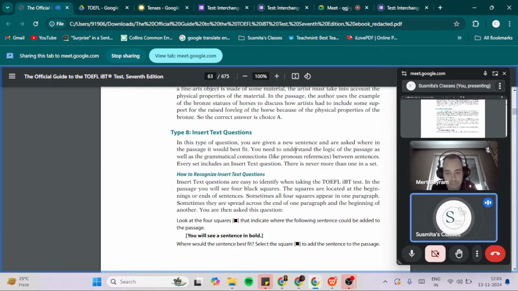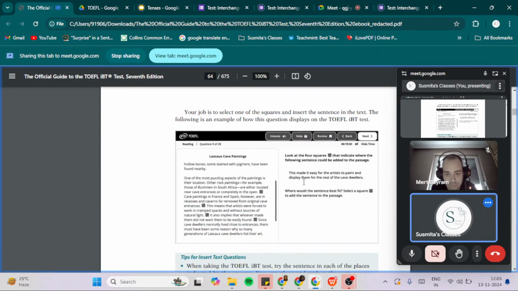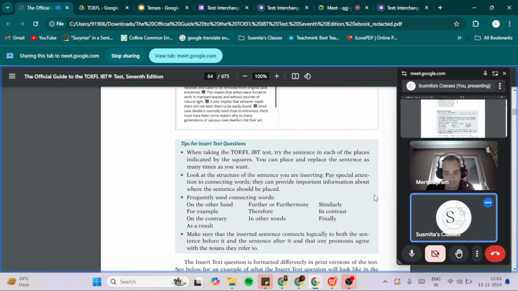Another thing that you need to understand over here is that when you insert the sentence, read the sentence, read the paragraph once again, make sure it connects properly. Now, most of the times I would say it will be very easy because the connecting words which have been used are quite easy to understand and quite easy to put in a place. But sometimes there are no connecting words. That's where it gets difficult.